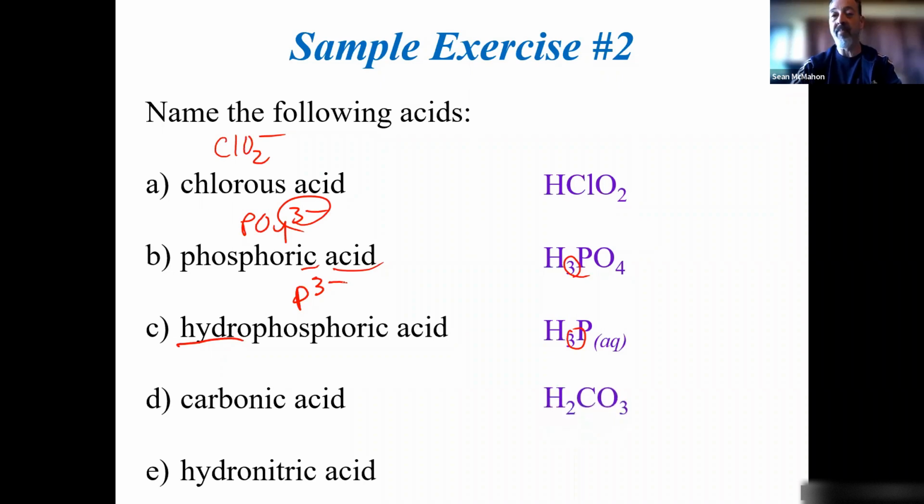Carbonic acid, by now you're getting really comfortable with carbonic acid. It's derived from bicarbonate. We've talked about this. We'll talk also about how carbonic acid, in our last lecture, is part of the buffer system in our blood. And then last but not least, you've got hydronitric. Hydro means it is binary. Nitric derived from nitride, N3 minus, because it's in group 5A. So this must also be triprotic.